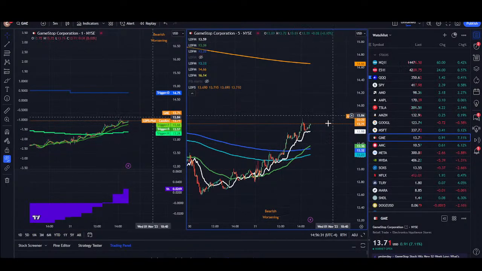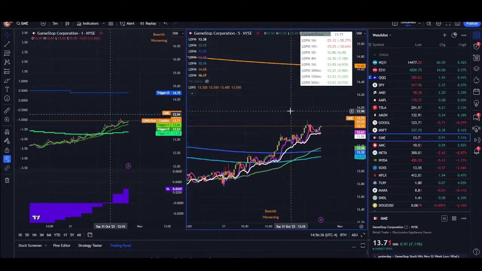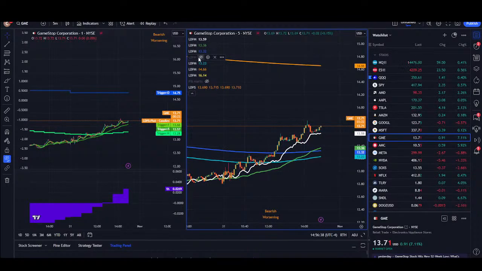There's a 15-minute LDPM, which helps to be able to see things on a smaller time frame. This is the 5-minute if you really want to be scalping.